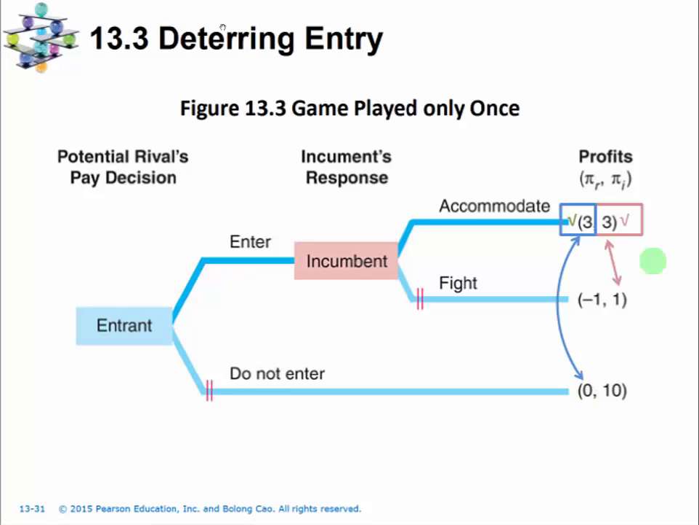So if this game is only played once, obviously the best response for the incumbent after the entry is to accommodate. 3 is better than 1. Then the entrant looks at 3 after the entry and the accommodation by the incumbent, and compares that to 0. The entrant obviously will choose 3. So if this game is only played once, the subgame perfect Nash equilibrium is for the entrant to enter into this market and for the incumbent to accommodate.